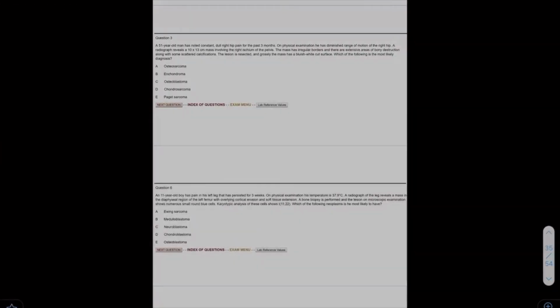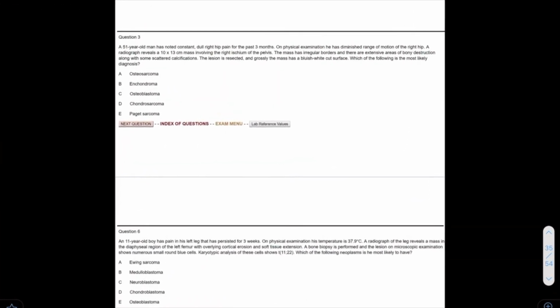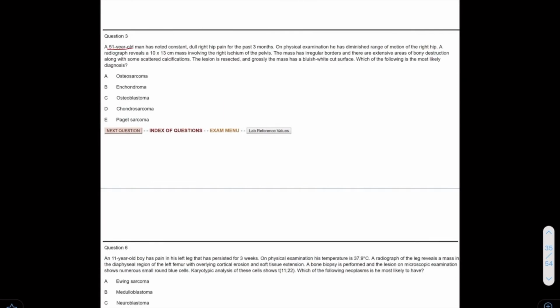So let's go over some questions for bone tumors. I'm going to show you how to answer them. So for example, you have this question here, a 51-year-old man. That's the first clue. And then you have, he has a mass involving the right ischium of the pelvis, okay? Irregular borders, extensive area of bone destruction. And then you have, the lesion is resected and has a bluish-white cut surface. So you can tell from the bluish-white that it's probably a cartilage tumor, from irregular borders that it's probably malignant, and then finally, remember which tumor arises in the pelvis? Right, so that would be chondrosarcoma, okay?